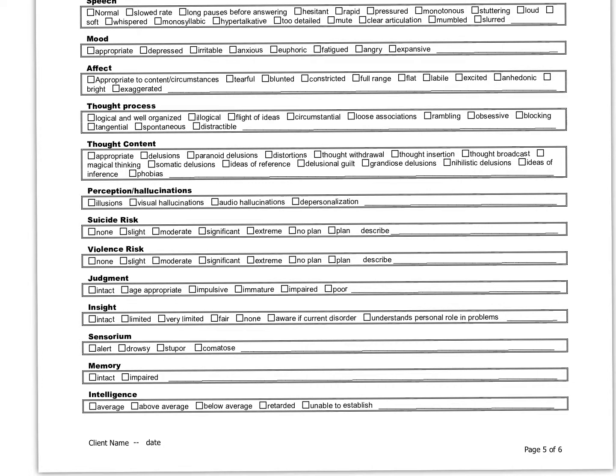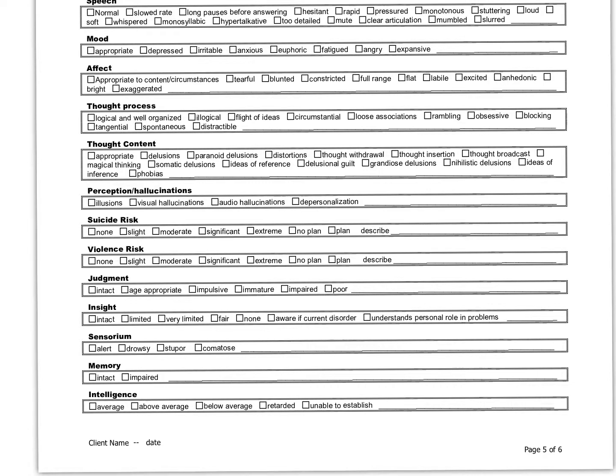Same thing with violence. If they appeared to have either slight, moderate, significant, or extreme risk towards violence, talk about plan versus no plan and describe in detail. If you get to the point where you're talking about no plan or plan in a description, in terms of an intake assessment with respect to suicide or violence, you're probably going to need to have some type of follow-up interaction immediately as a result of your intake.